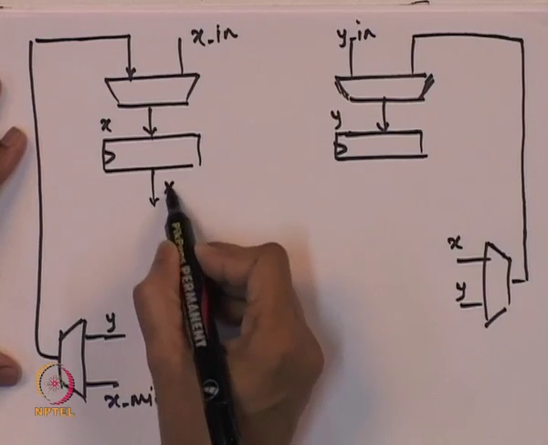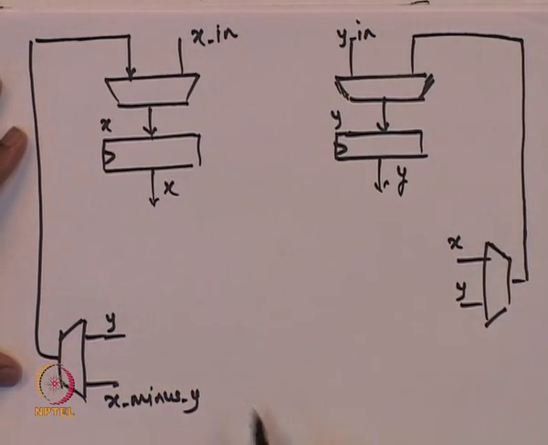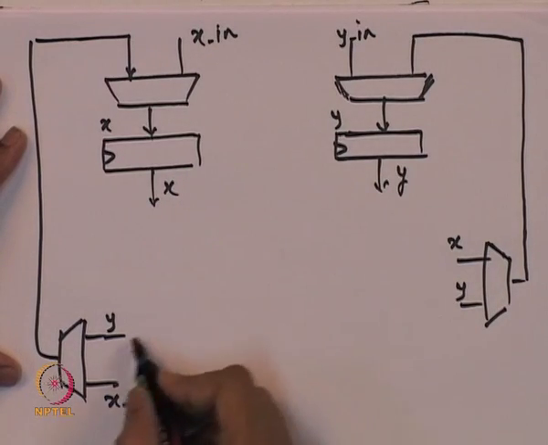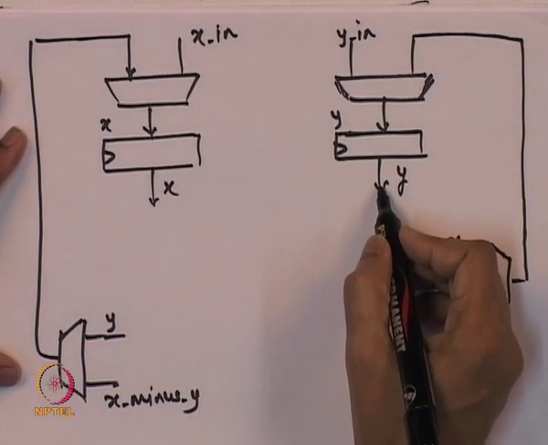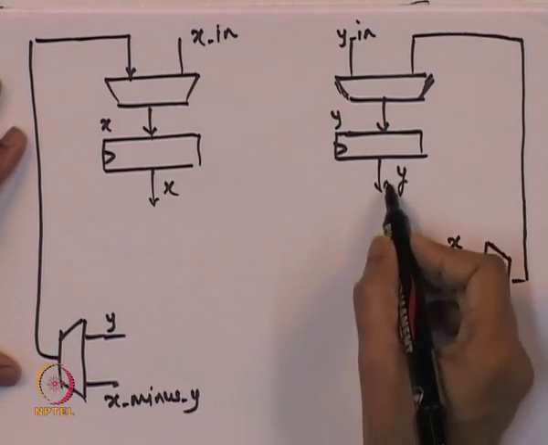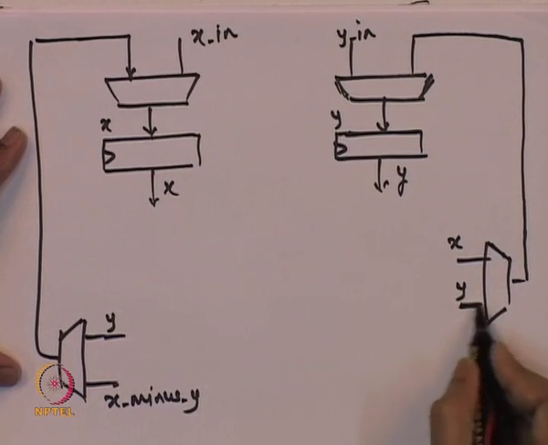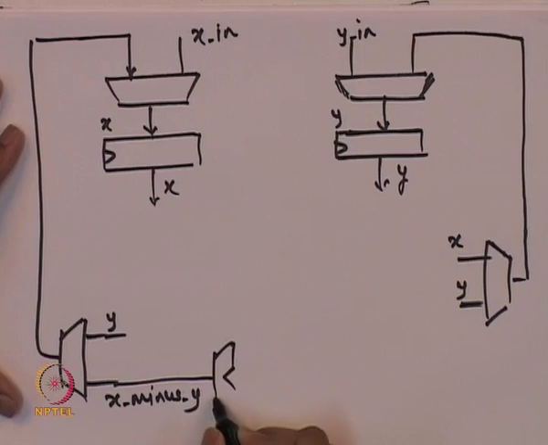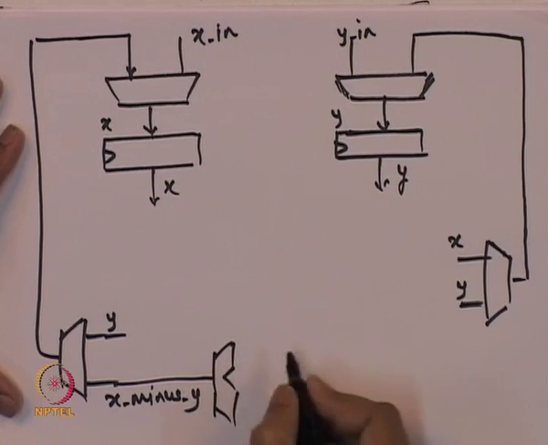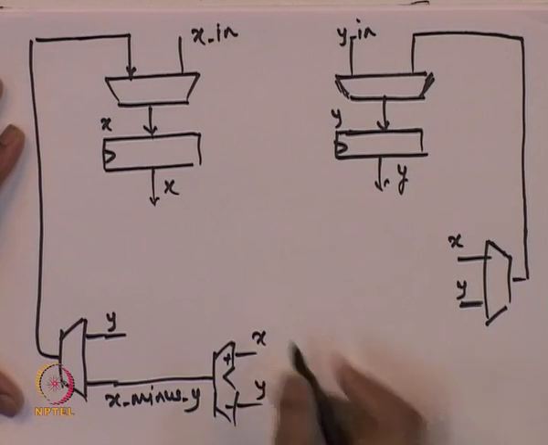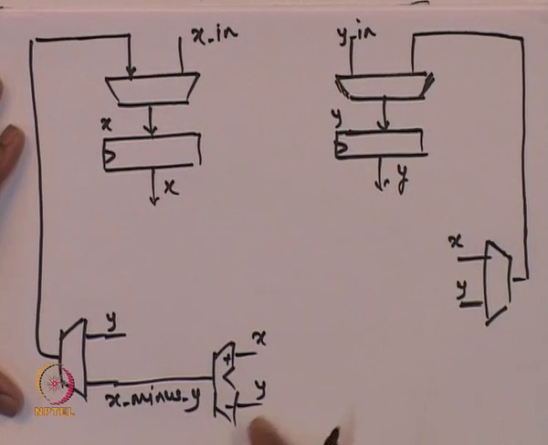So, this is my x signal, this is my y signal. If I allow a bit of clutter, I can draw this y carrying the signal from here over here, this x going from here to here, y going from here to here, and so on, but this is clear enough. X minus Y is generated by an ALU, where the input at the plus terminal is X and the input at the minus terminal is Y. X is coming from here, Y is coming from here.